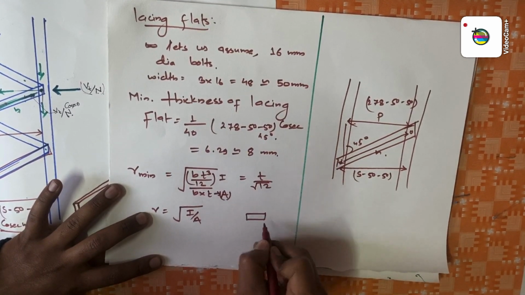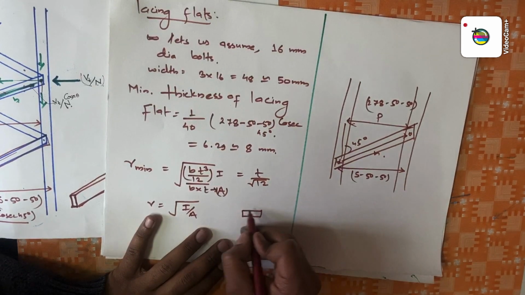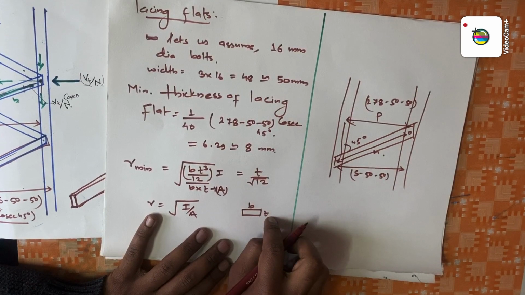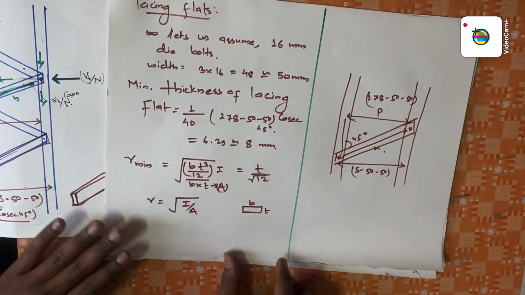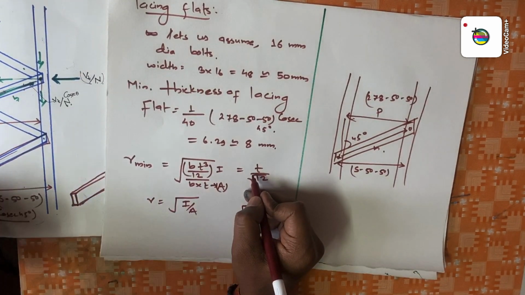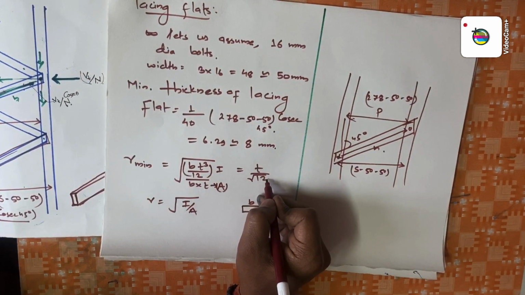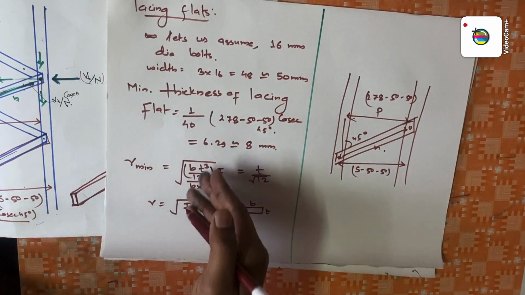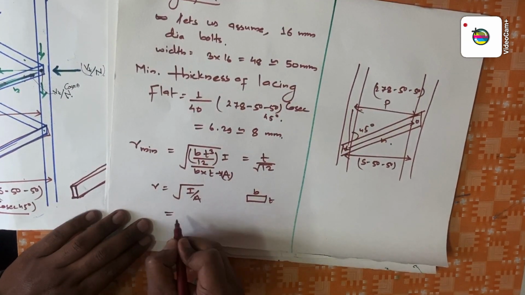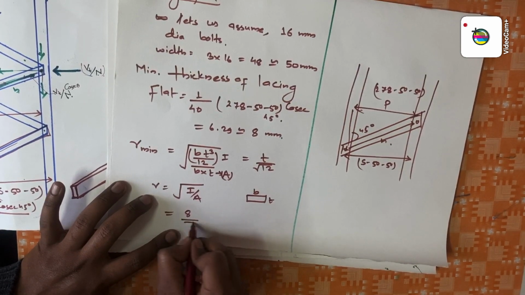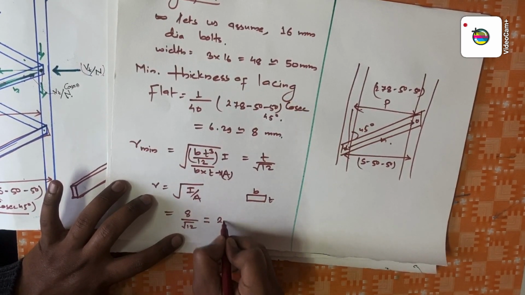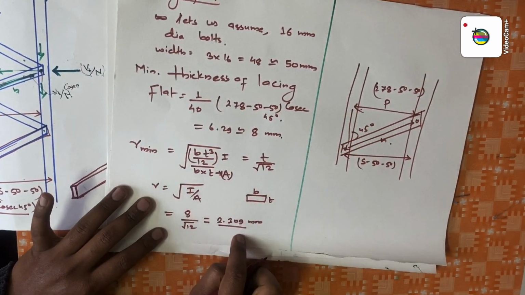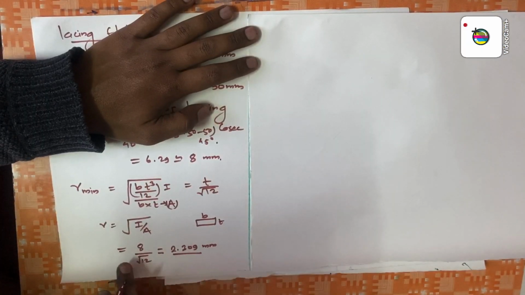See, this is my width b, this is my thickness t. So b t cube by 12 and b into t is my area. So directly, you can see in the book that it is t by under root 12. So it can be converted in a similar form: t, my thickness, is 8, so 8 by under root 12 is equal to 2.309 mm. So we got the value of r.